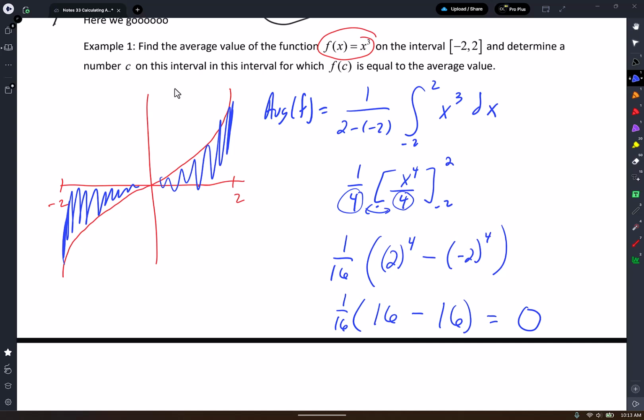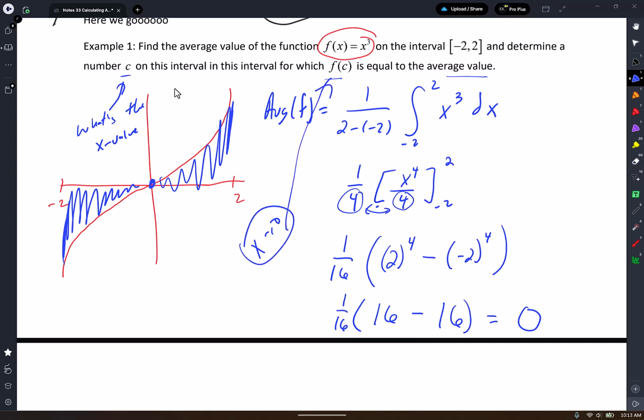Now it does say here, determine the number c on this interval in which the function is equal to the average value. That's just 0. That just means an x value. What's the x value where the average equals 0? Yeah, that's it. What's up?